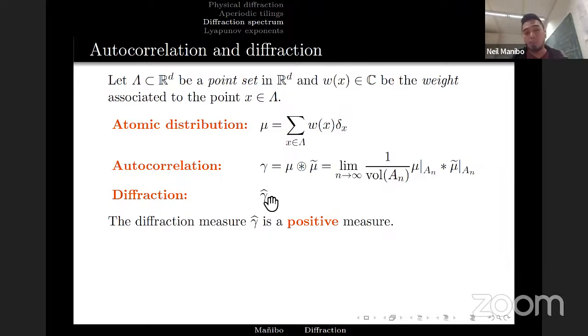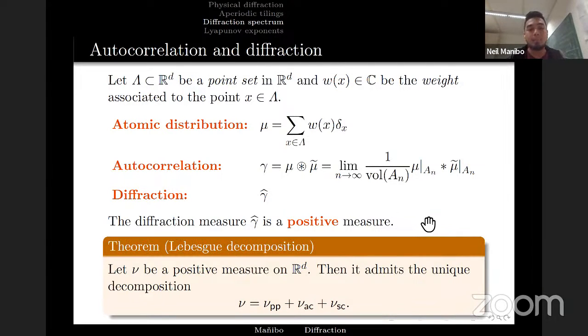Not all measures are Fourier transformable, but in our case, the autocorrelation is a nice enough measure. It's a positive definite measure, which means that it's Fourier transformable. In fact, its Fourier transform, gamma hat, is going to be a positive measure. And positive means that it admits a unique Lebesgue decomposition. If we have a positive measure on R^d, then it admits a decomposition into three parts, namely the pure point part, PP, the absolutely continuous part, AC, and the singular continuous part, SC. The goal of mathematical diffraction theory is to study these three components given mu.